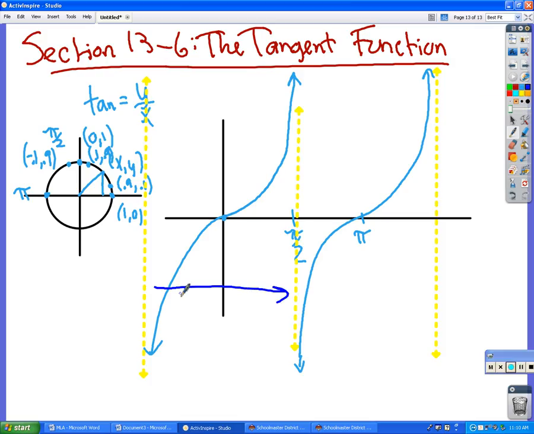What's the period of the tangent function? How far does it take to go from there to there? One cycle of the graph. Pi, all right? And so that's different from the sine and cosine functions. Their periods were both 2 pi, but for tangent, the period is just pi.